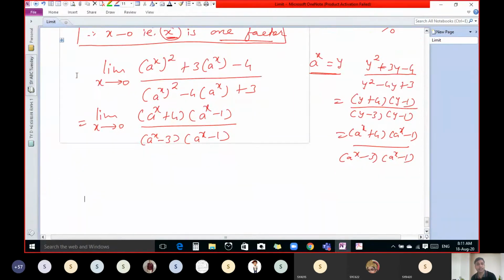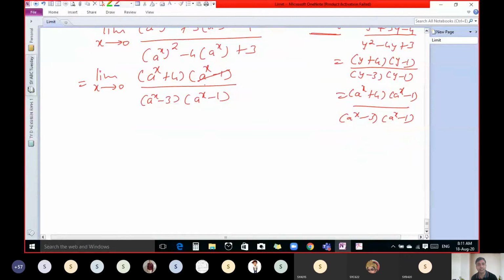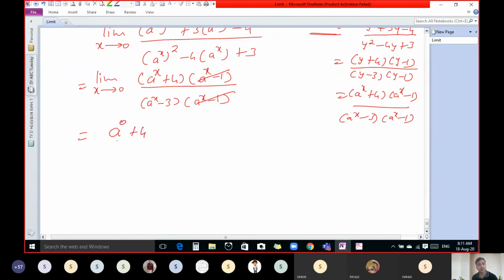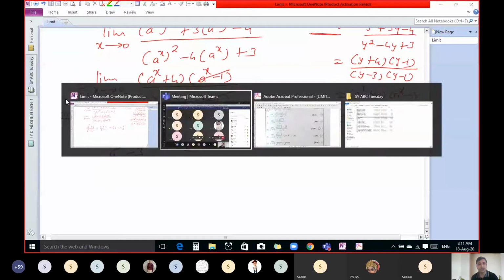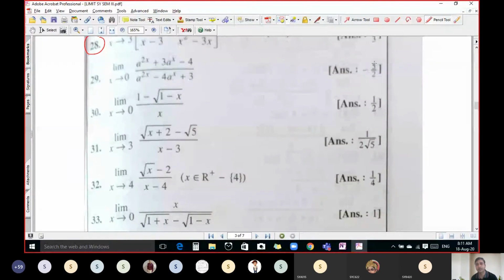Okay, and once we get this, just cancel this and now put x equal to 0. So we get a raised to 0 plus 4 upon a raised to 0 minus 3, and we know that it is 1. 1 plus 4, 1 minus 3, so 5 upon minus 2. So the final answer is minus 5 by 2. So this is our final answer. This is a slightly tricky question. Minus 5 by 2 is the answer for question number 29.